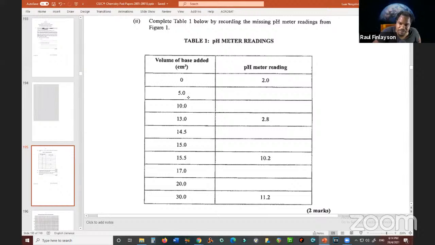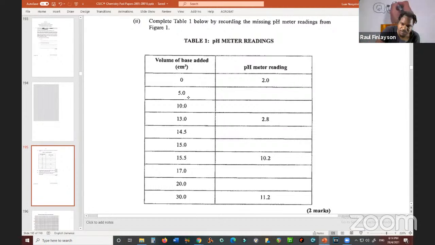All right. So you see them start with 0 here, and they have 5, 10. So it goes up by whatever range. It doesn't have to be an equal range either. They just put in some data here, and it goes. This is 0. They collect the volume at 5, then 10, then 13, and 14.5, 15, 15.5, 17.0, 20, and 30. All right. So notice that there's no uniform thing. It's not like they go up by 5 each time. They just go up by whatever number they feel like.